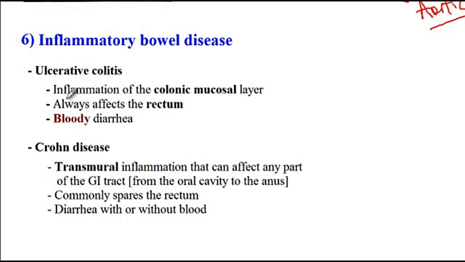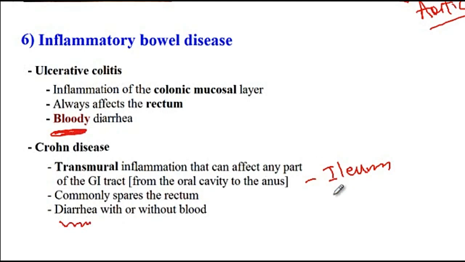So ulcerative colitis is due to inflammation of the colonic mucosal layer that always affects the rectum and presents with bloody diarrhea. On the other hand, Crohn's disease is caused by transmural inflammation that can affect any part of the GI tract from the oral cavity to the anus, but most commonly affects the ileum, and it commonly spares the rectum, and diarrhea can be with or without blood. So if we had to compare ulcerative colitis with Crohn's disease, it's ulcerative colitis that most commonly presents with bloody diarrhea, while Crohn's disease can also present with non-bloody diarrhea.